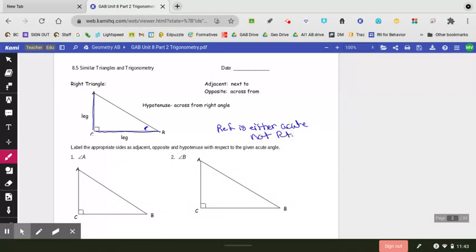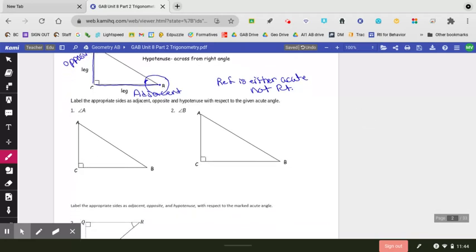If I say that B is my reference angle, I then have two other labels for the sides in addition to the hypotenuse. The hypotenuse, again, is always across from the right angle. The side next to angle B, our reference angle, is our adjacent. And the side across from our reference angle is our opposite. So we always have an adjacent leg and an opposite leg.